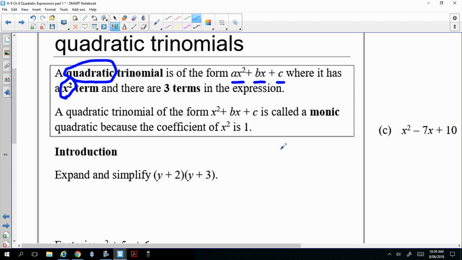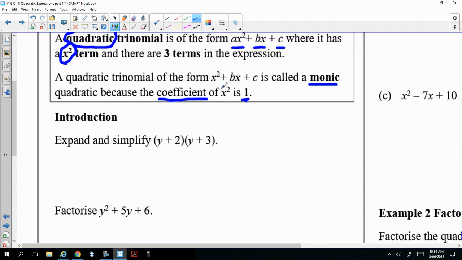A monic quadratic trinomial means that the coefficient of x squared is 1. So we're going to factorize a quadratic expression of the form x squared plus bx plus c, where the number in front of x squared is 1. Okay? Because these are easier to factorize than if there's a number in front of x squared. So we're going to learn how to factorize this.